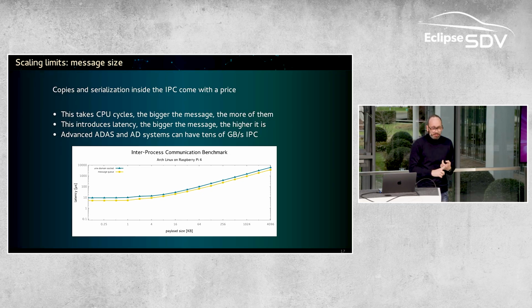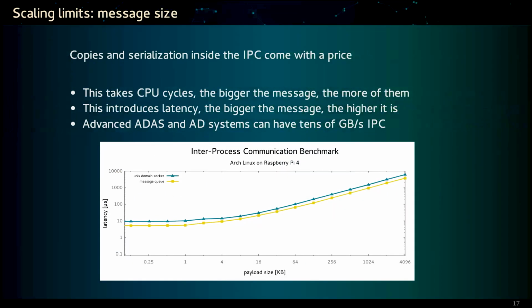The next dimension is the message size that gives you trouble. If you have all these copies and serialization in the middleware stack, this comes with CPU cycles, and this also comes with latency. And the bigger the messages, the more CPU usage and the higher the latency. Here you see a measurement on a Raspberry Pi for the IPC mechanisms that come with POSIX systems. Typically, it's a message queue and a Unix domain socket. And you see that with a 1 megabyte message, you already have roughly 1 millisecond of latency.